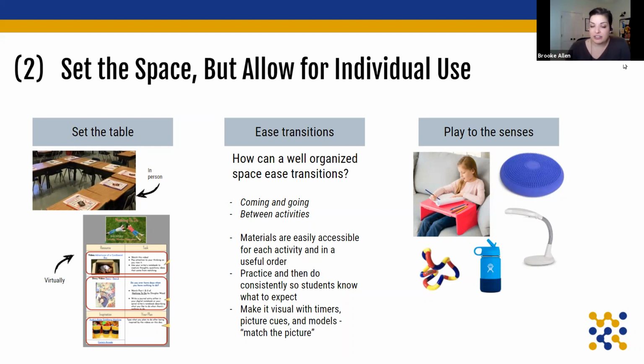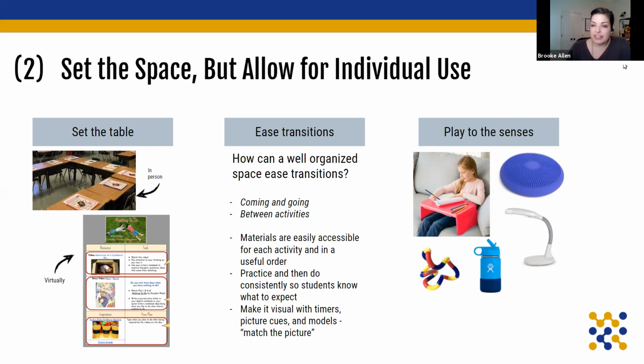This can also ease transitions between coming and going between activities, making sure materials are easily accessible, that we practice transitions and do them consistently so that students know what to expect, and then use visuals like timers or picture cues or models. We can say, match this picture. This is what your desk should look like, or this is what your computer or your assignment should look like.